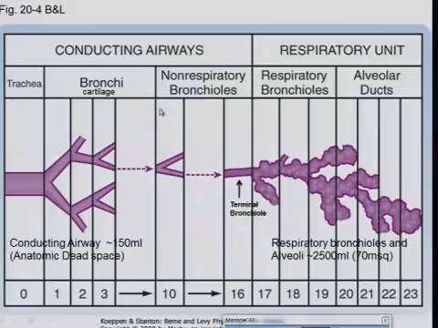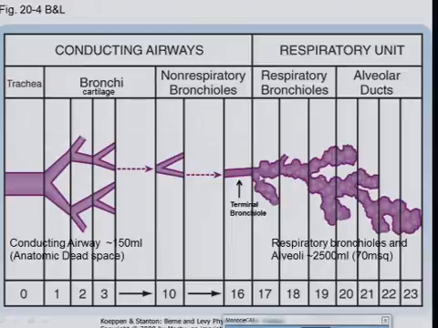Now, as we get into the bronchioles, once again, we have cartilage in some of the upper bronchioles. But as we get down to what's called the terminal bronchioles, we do not have cartilage associated with these, and these airways, the terminal bronchioles, do not get involved in gas exchange. So the next unit we refer to here is the respiratory unit.